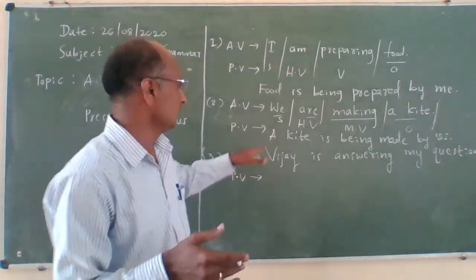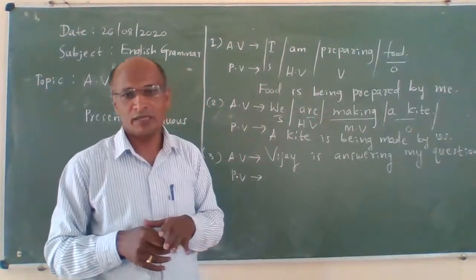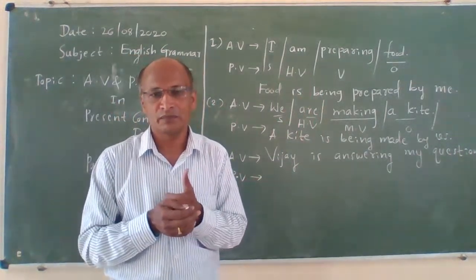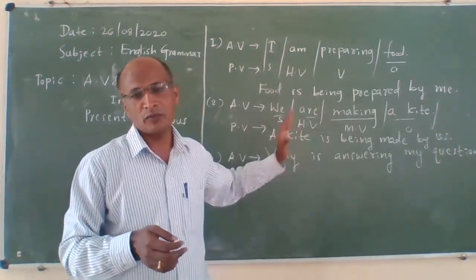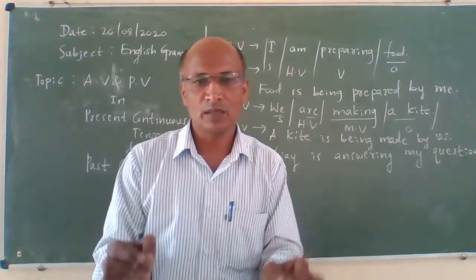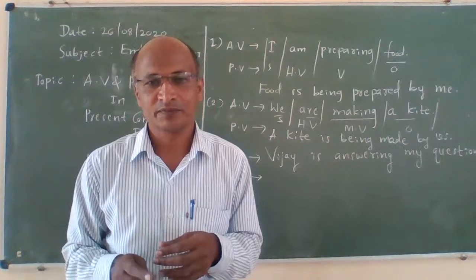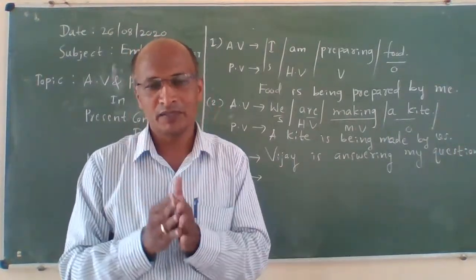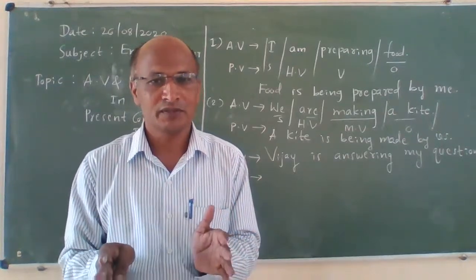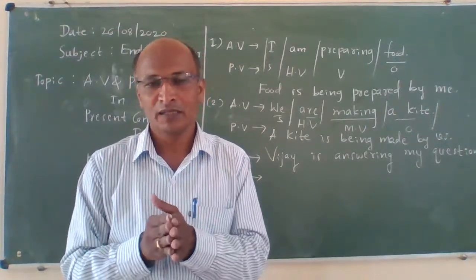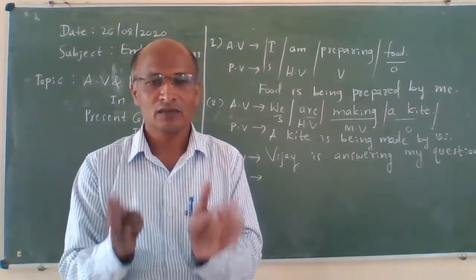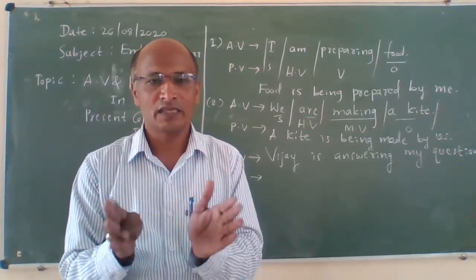Right? See, we are making a kite, the meaning of this sentence, a kite is being made by us, the meaning of this sentence is same. We have changed from active to passive without disturbing the meaning of the sentence. When you change from active to passive, keep in mind the meaning should not be disturbed. If you disturb the meaning, your answer is not to be considered as correct.